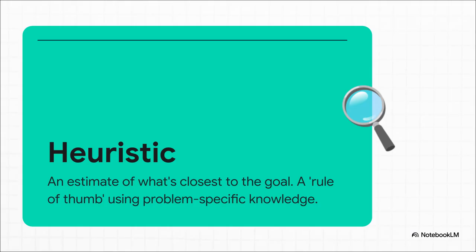So what is a heuristic? Honestly, it's just a fancy word for an educated guess. It's a rule of thumb that helps the AI estimate how close it is to the finish line. It doesn't have to be perfect, not at all, but it gives the agent a much-needed sense of direction. It's the difference between wandering around in a dark forest and having a compass.